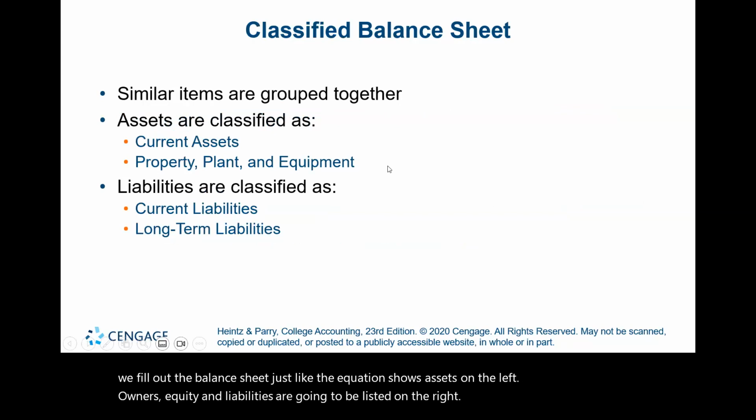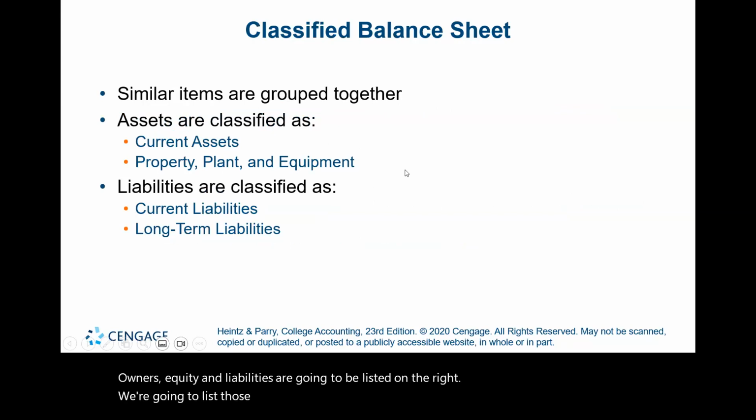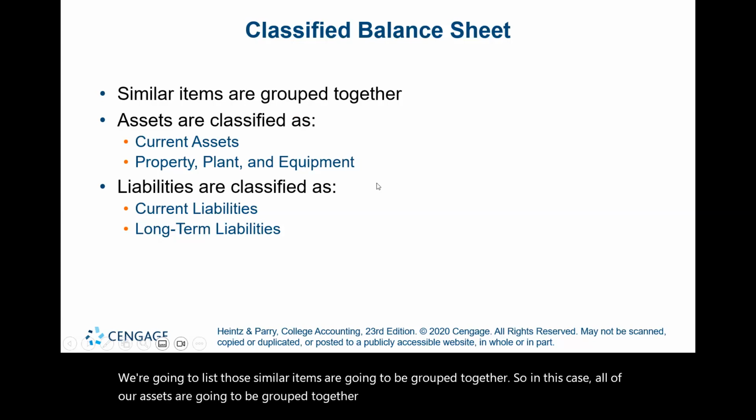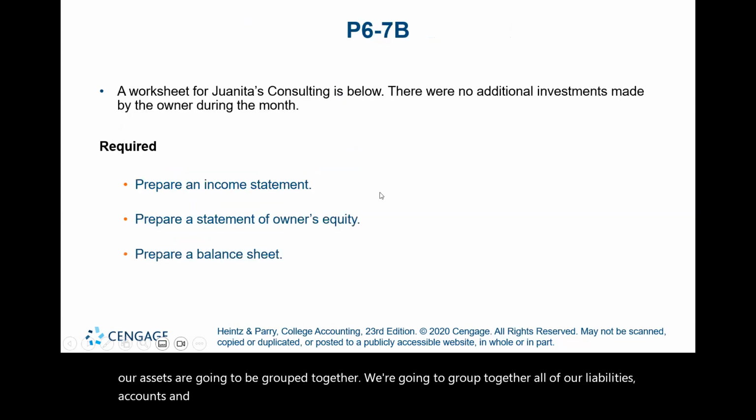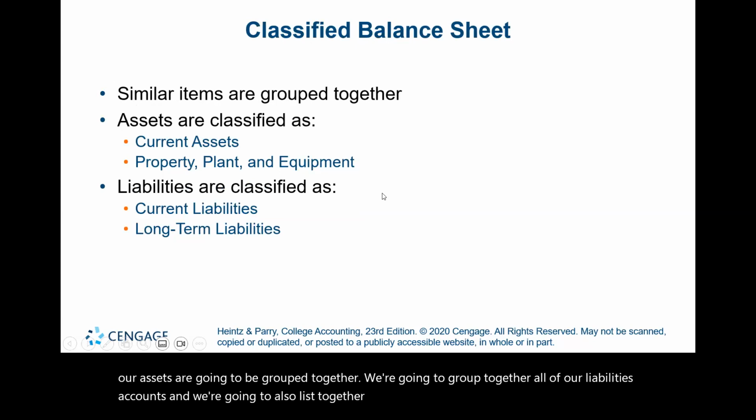Similar items are going to be grouped together. In this case, all of our assets are grouped together. We group together all of our liabilities accounts, and we also list together all of our owner's equity balances as well.